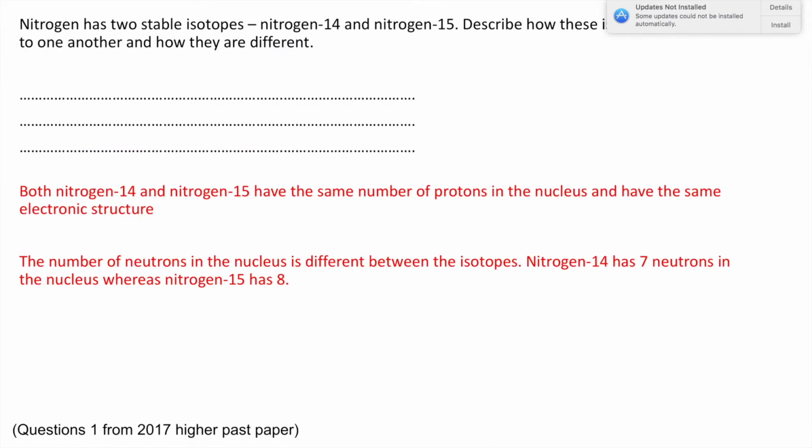Now, nitrogen has 2 stable isotopes, nitrogen 14 and nitrogen 15, and you're asked to describe how they are similar and how they differ from one another. Obviously, with isotopes, the number of protons in the nucleus will be the same for both of them. Obviously, they're the same element. However, the number of neutrons in the nucleus is different between the isotopes. Nitrogen 14 has 7 neutrons in the nucleus, whereas nitrogen 15 has 8. Both of these statements are worth a mark each. If you used to make a relative statement about isotopes itself, that would be worth 1 mark.